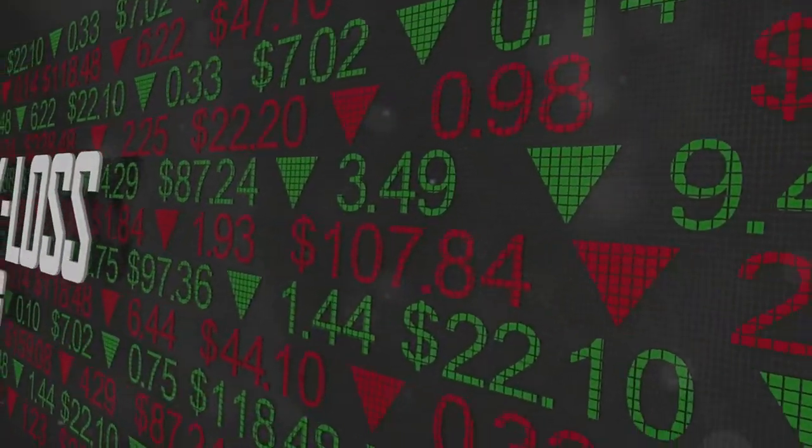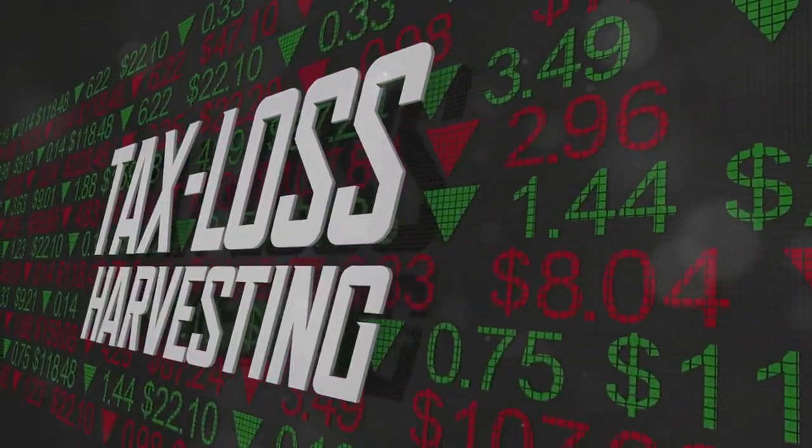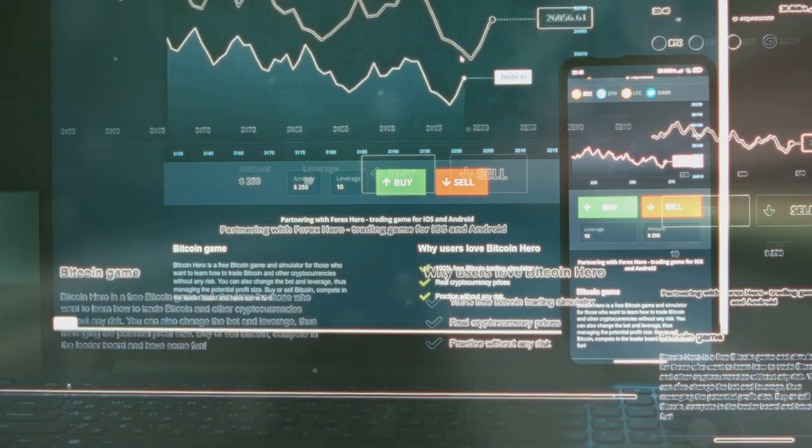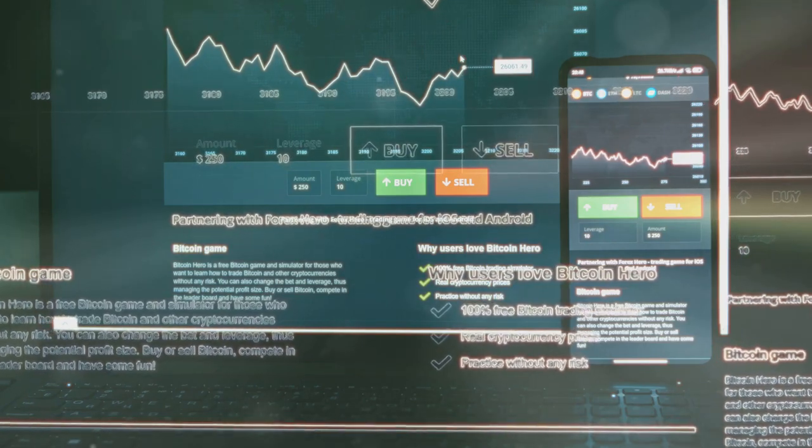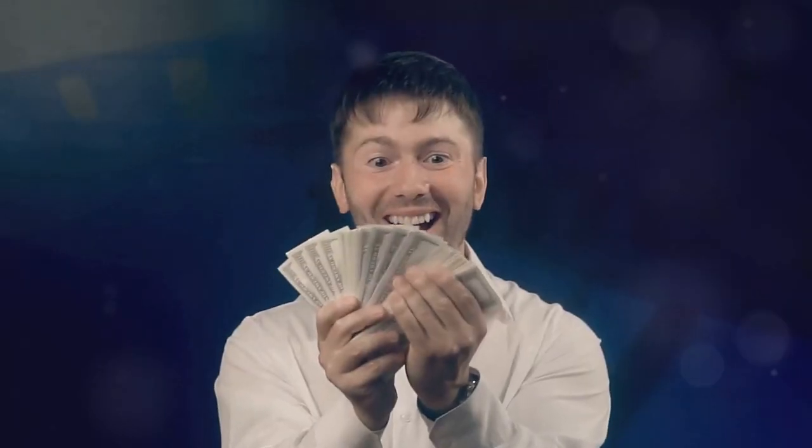Next, ever heard of tax loss harvesting? If some of your cryptos are in the red, you can sell them to offset gains from other investments. It's like turning your losses into a tax deduction. Sweet, right?